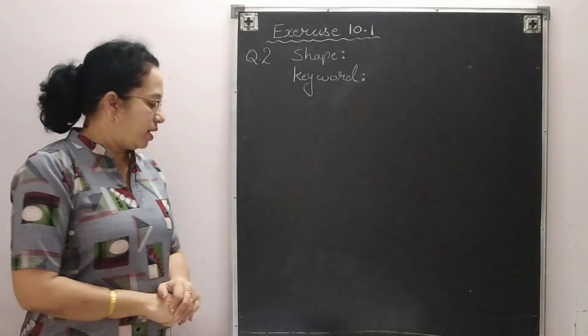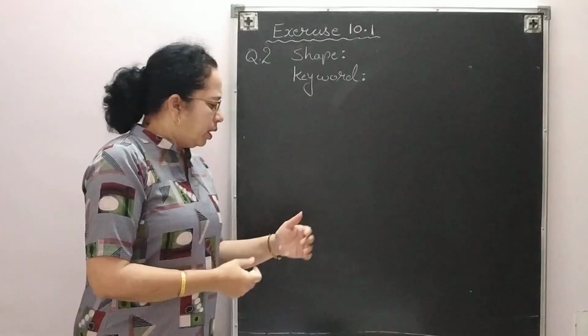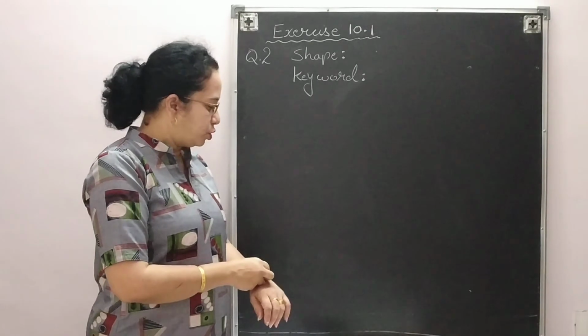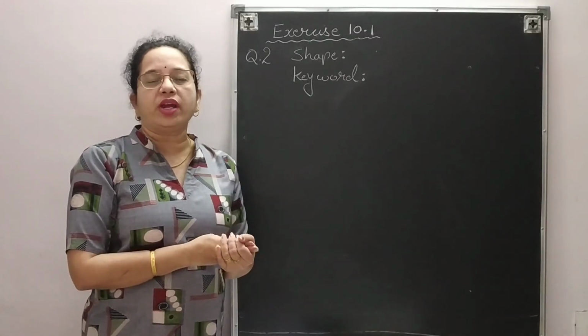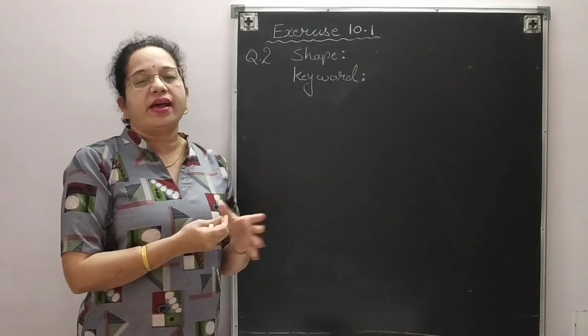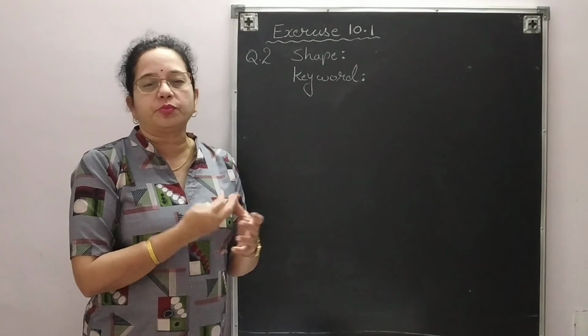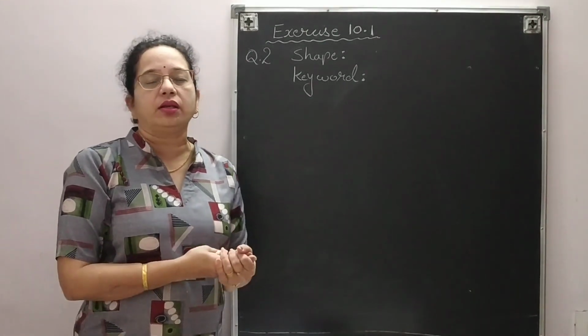Today I am going to start with exercise 10.1. 10.1 question number 1. Few figures are given and you are supposed to find out the perimeter of the given figure, and we know how to find the perimeter of the figure. We add all the sides. So whatever sides are written over there, you are supposed to add that. So question number 1 is very easy to do by your own.